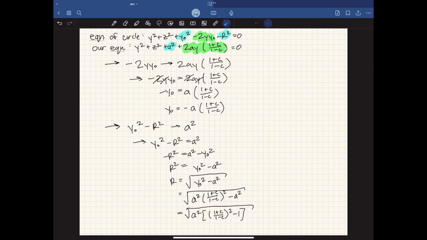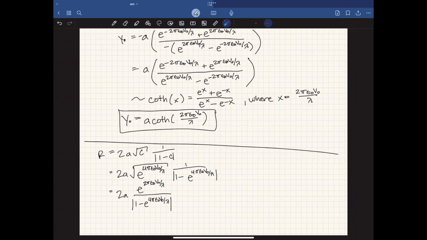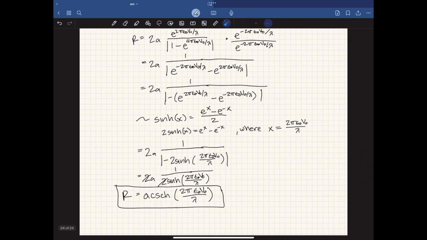So here we showed that the equation of a circle was in the same form of our equation, showing that the equipotential surfaces are circular cylinders. And we continued to define variables y naught in terms of V naught, where y naught represents the axis of the cylinder corresponding to that given potential, and r, which corresponds to the radius of the cylinder corresponding to that given potential.